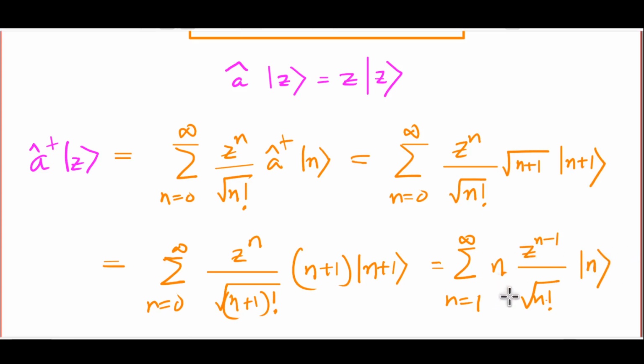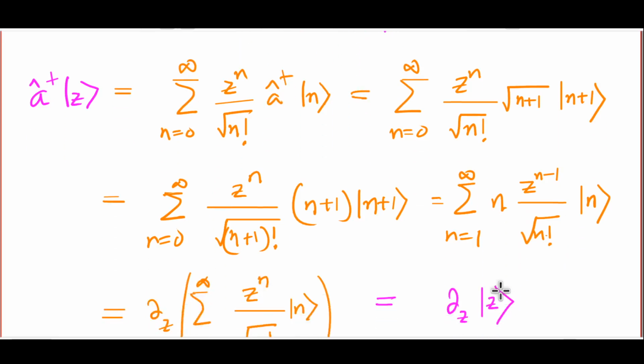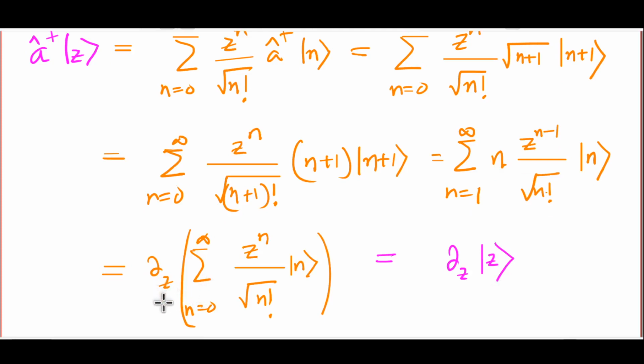So notice what has happened. Your original ket z had z to the n by square root of n factorial ket n summed over all n from 0 to infinity. Here, what you have is a sum which goes from 1 to infinity, or from 0 to infinity just as well, because the n equal to 0 term here will be 0 anyway. And what you are actually summing up is essentially the same thing, but with z to the n replaced by n z to the n minus 1. Now, how do we get n z to the n minus 1 from z to the n? Simple, just by differentiating with respect to z. So this expression is nothing but del z of the original thing that we started out with, that is del z of the ket z.